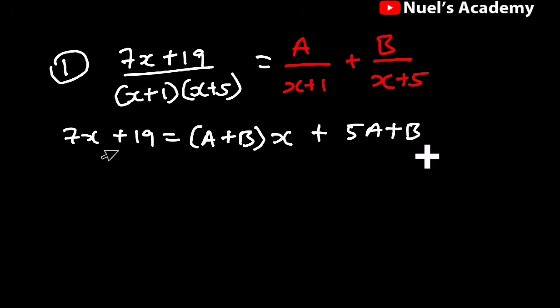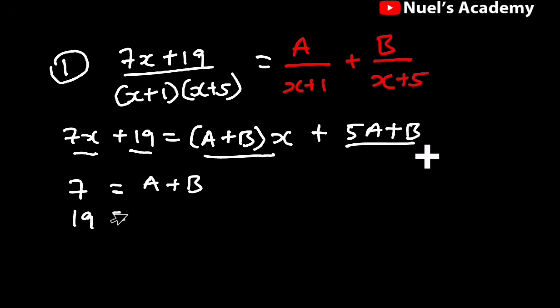Now this method I'm using is called the method of comparing coefficients. So I'm going to be comparing coefficients of x at the left hand side to the coefficients of x at the right hand side, and then the constants at the left hand side to the constants at the right hand side. So when we do that, we're going to have that 7 is equal to A + B, and then 19 is equal to 5A + B.